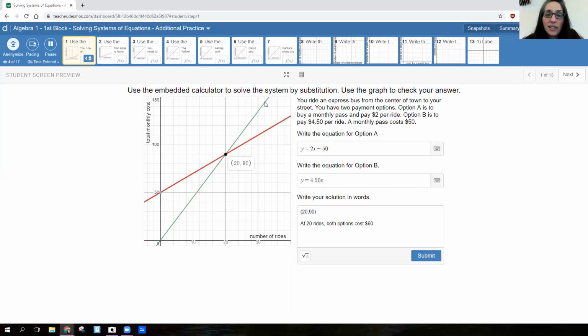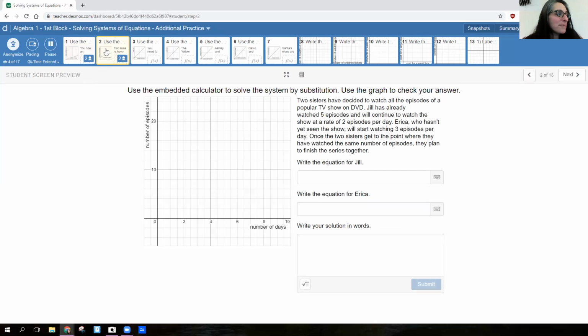So just to make this seem realistic, if you're the type of person that's going to take the bus a lot, you pay the monthly pass and go with option A. If you don't ride the bus that much, then you could probably get away with option B and not have to spend that much money. So, all right, I'll submit mine and let's go on to slide 2. All righty, so we're going to do this graphically again. When you're ready, move to slide 2.